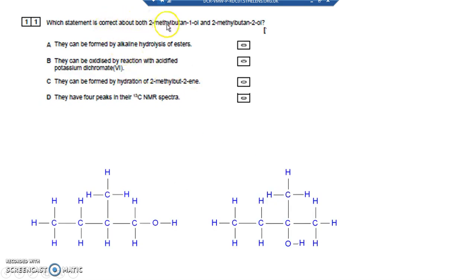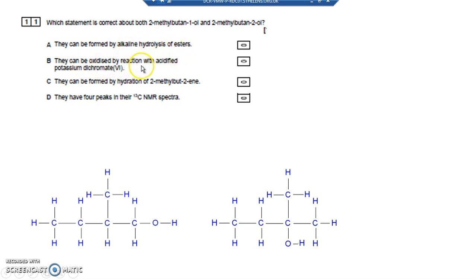Which statement is correct about both 2-methylbutan-1-ol and 2-methylbutan-2-ol? So I've drawn 2-methylbutan-1-ol and 2-methylbutan-2-ol. They can both be formed by the hydrolysis of esters. That's possible. An ester, COOH, could be broken by hydrolysis, adding water back in to break up the ester back into a carboxylic acid and an alcohol. Alkaline or acid can catalyze the hydrolysis, the addition of water back into an ester to create the carboxylic acid and the alcohol, so that's possible.